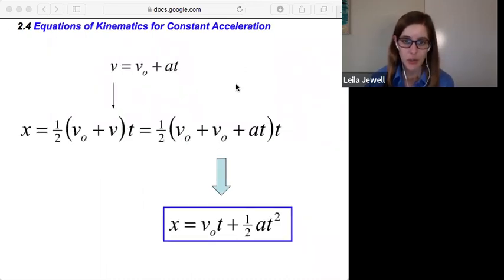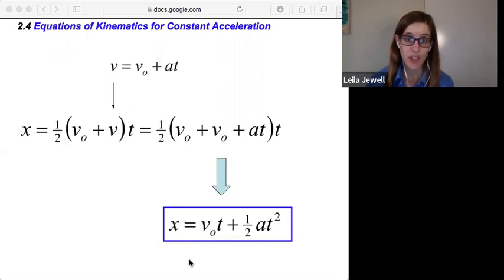One more that we're going to derive here. If we start with our equation for velocity that we derived and the equation we just derived for position or displacement, and we substitute the result we got for velocity into the v final here, we can get another equation that's 1/2 times v naught plus at, all of that times the time. So we distribute the time out, right? And we get this other super equation.